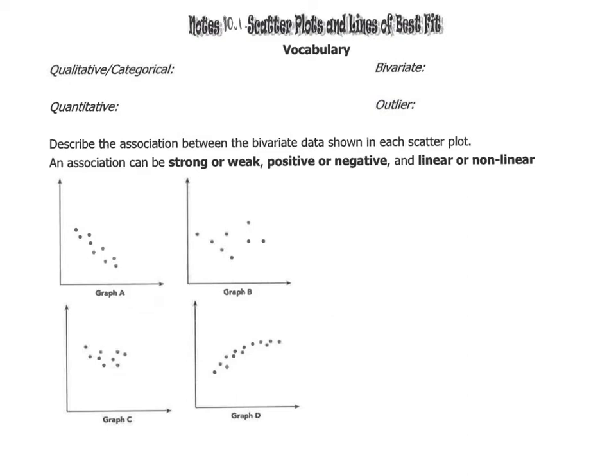Okay, before we can get into scatter plots and lines of best fit, we first need to learn some vocabulary. So qualitative or categorical data is data based on descriptions. But quantitative is data that's based on numbers. So the way that I remember them is that quantitative, you think of quantity, that's a number, and then the other one obviously has to be descriptions.